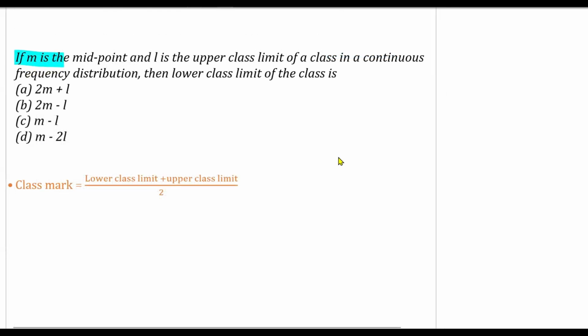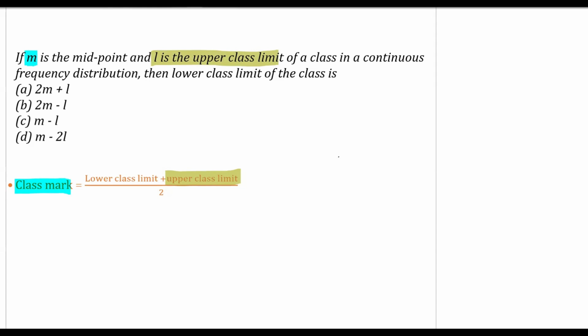In this question, it says M is the midpoint. Midpoint is what? The class mark, right? Midpoint is class mark, and L is the upper class limit of a class interval in a continuous frequency distribution. Then the lower class limit is what? So let's once again figure out what we know. We know M as the class mark. What else we know is L as the upper class limit.